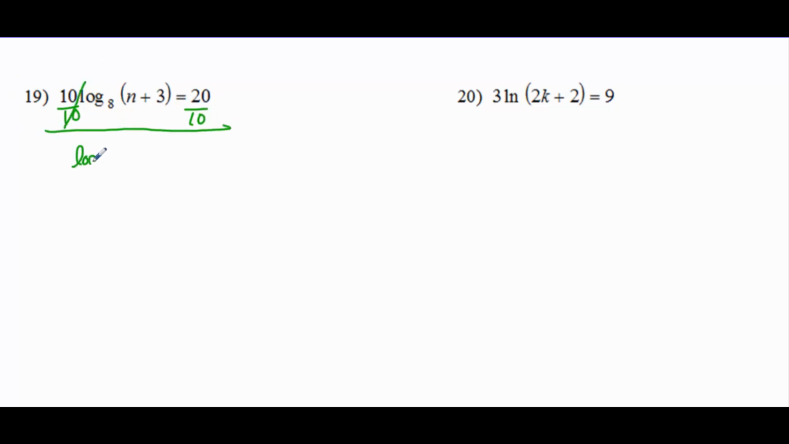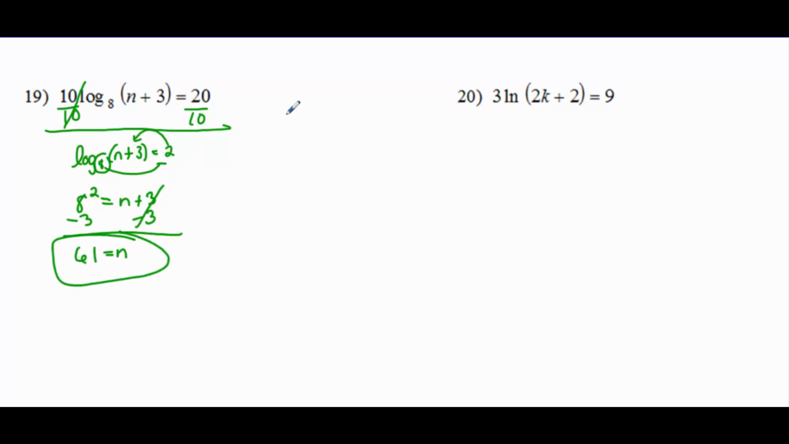So this is log base 8 of n plus 3 equals 2. So this is 8 squared equals n plus 3. So we're going to find 8 squared, and then I'm going to subtract 3 from both sides. So 64 minus 3 gives you 61. You plug it back in, 61 plus 3 is a positive number, so we're good.